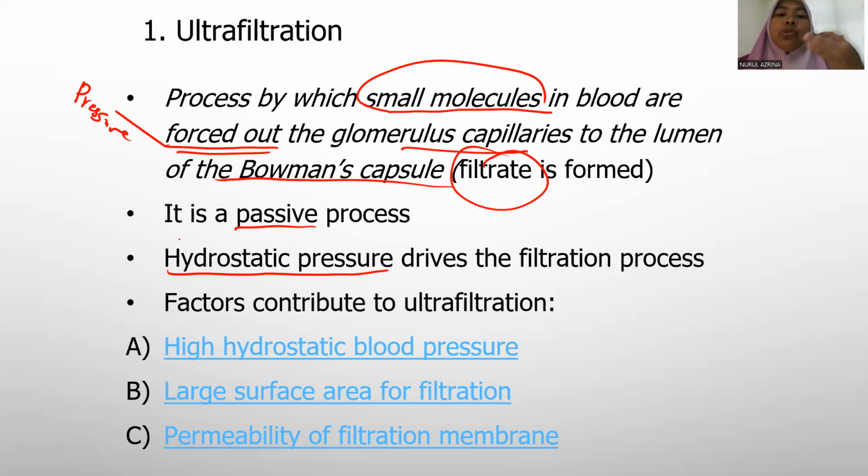Factors that also contribute to ultrafiltration are, first, the main one, high hydrostatic blood pressure. Number two, large surface area for filtration, luas permukaan tapisan. And next is the permeability of the filtration membrane, ketelapan membran turasan. Let's see one by one.